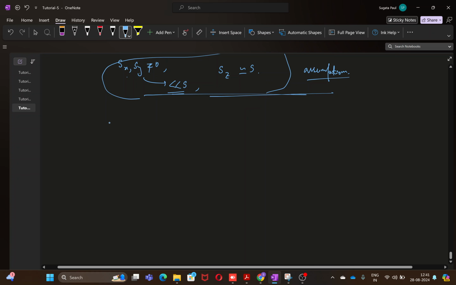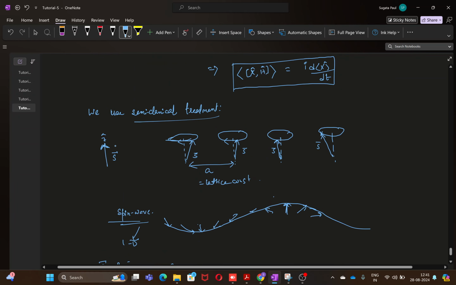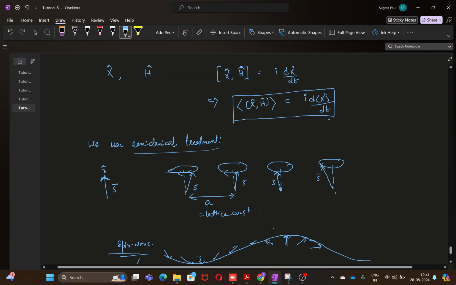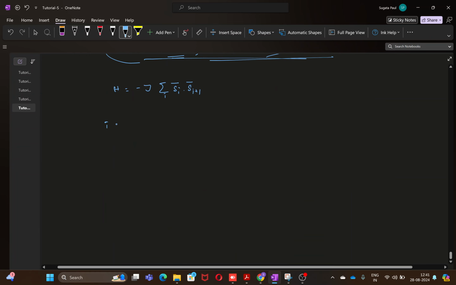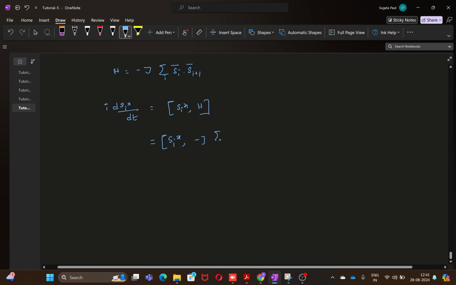Now because you know the Hamiltonian format, the Hamiltonian is minus J sum over i of Si dot Si+1, nearest neighbor, and we want to calculate the derivative of the spin for the x, y and z components with respect to time. So we just have to calculate iħ dSix/dt. It will be nothing but the commutator bracket of Six comma H, right? Let us calculate it elaborately. So H is, just put the value, minus J sum over i of Si dot Si+1.